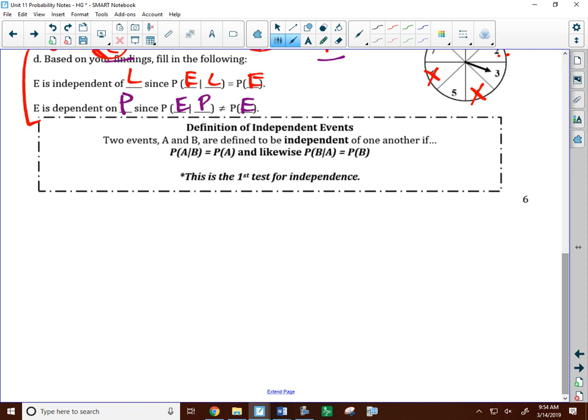Okay, hold on 1 second. This table sums it up. 2 events are independent if the probability of A given B equals the probability of A. B didn't have an impact on it, knowing that we were in B. There are 2 tests for independence, and this is the first one.